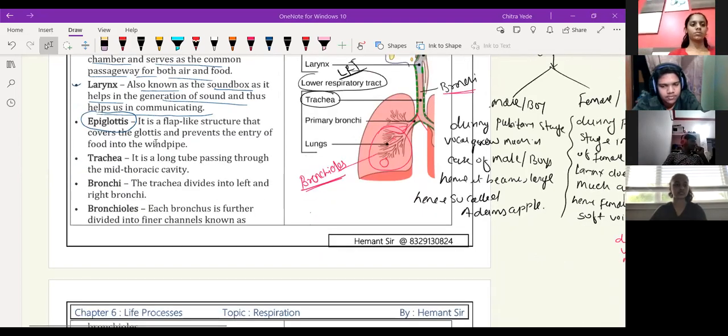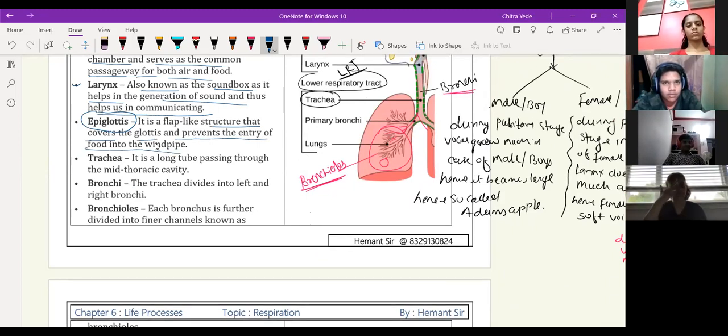Then we have the epiglottis. It is a flap-like structure that covers the glottis and prevents the entry of food into the windpipe. It is very important because of it, food particles do not enter the windpipe. That's why it is equally important.